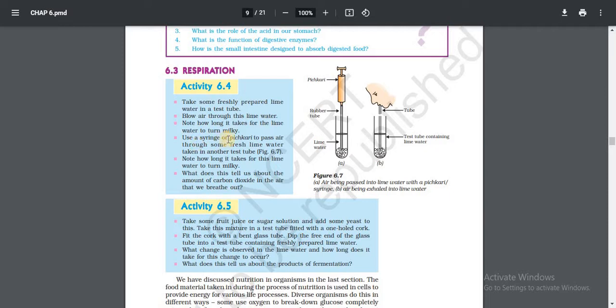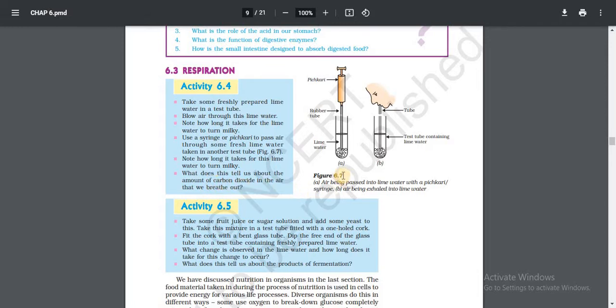Use a syringe or a pitchfork to pass air through some fresh lime water taken in another test tube, Figure 6.7. Note how long it takes for the lime water to turn milky. What does this tell us about the amount of carbon dioxide in the air that we breathe out?